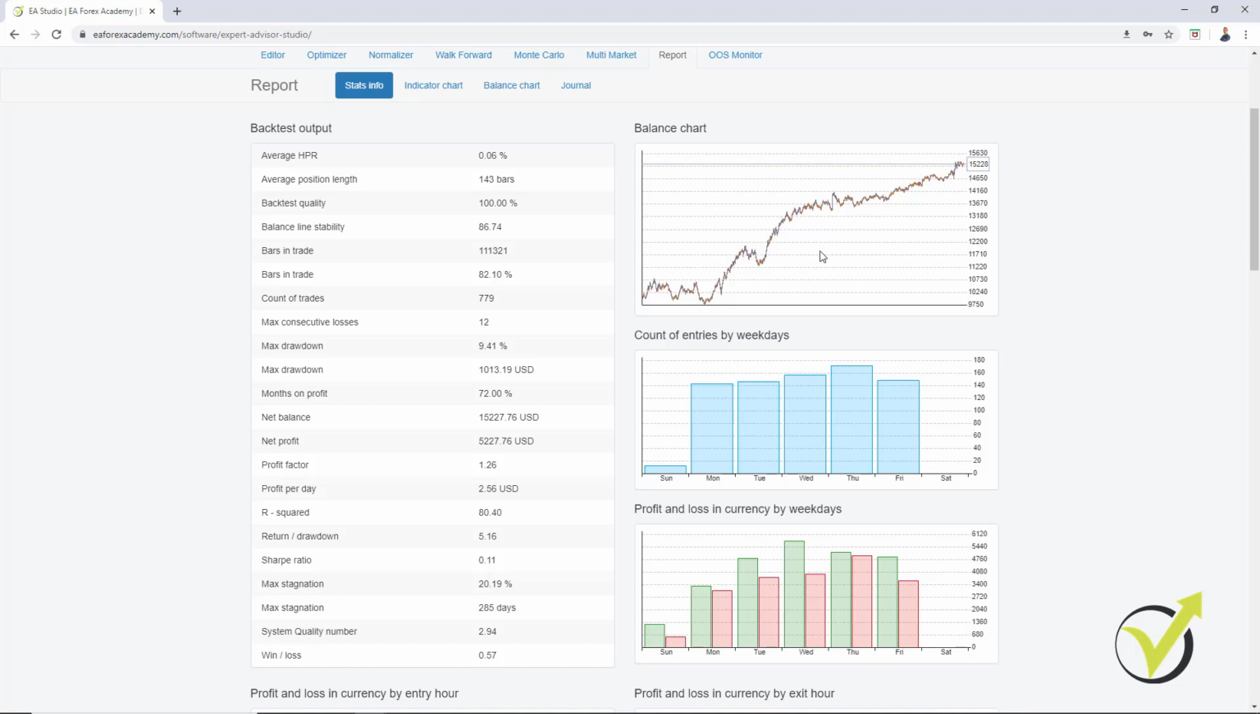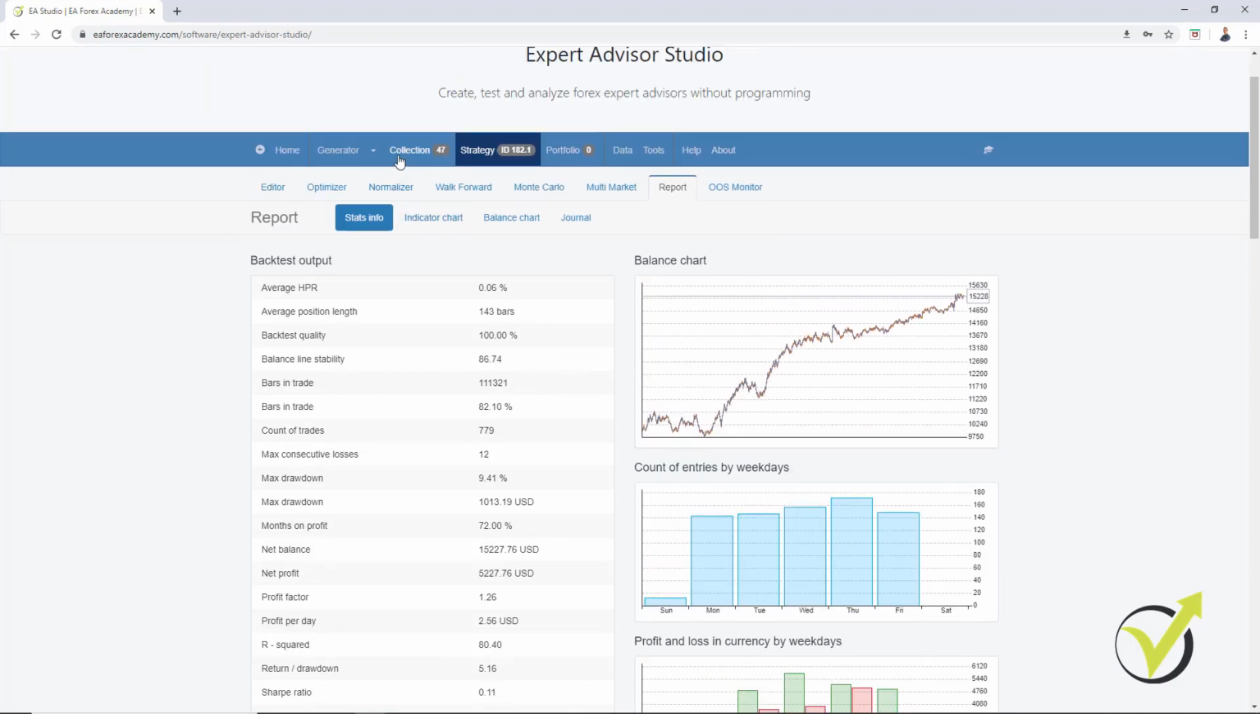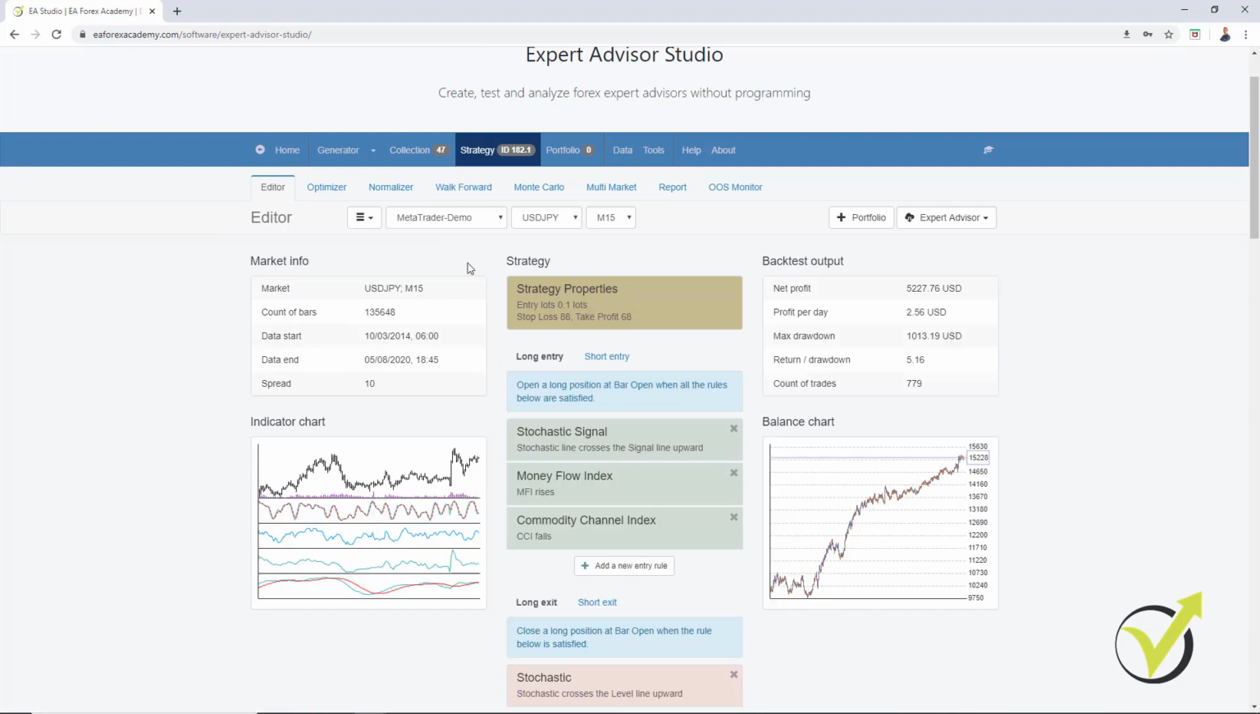More statistics from this stochastic trading strategy. We have a profit factor of 1.26, and the profit factor is the gross profits divided by the gross losses. As well, the return to drawdown ratio is 5.16, maximum consecutive losses 12, and we have a count of trades of 779, which means that for the whole period this stochastic trading strategy executed 779 trades.